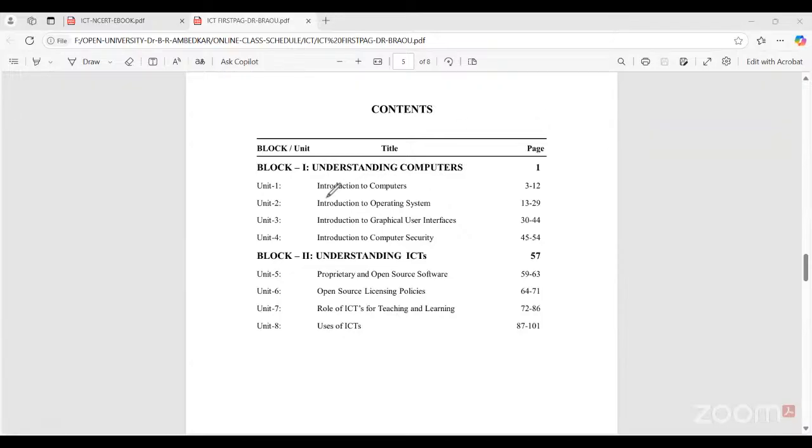So we are understanding the first block now, that is introduction to computers. We'll discuss that today. Then we'll discuss the operating system also.